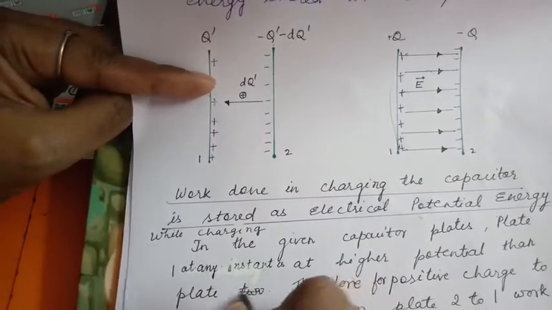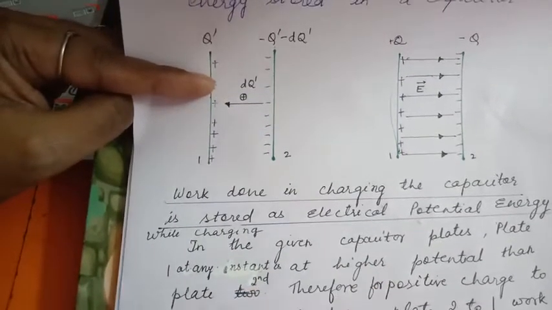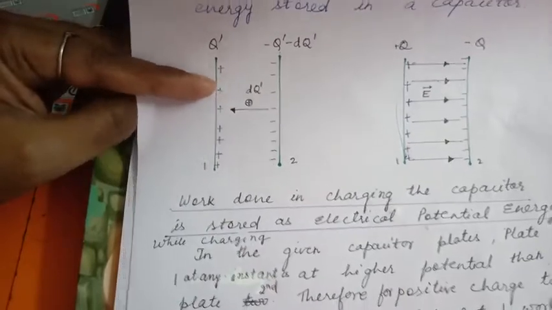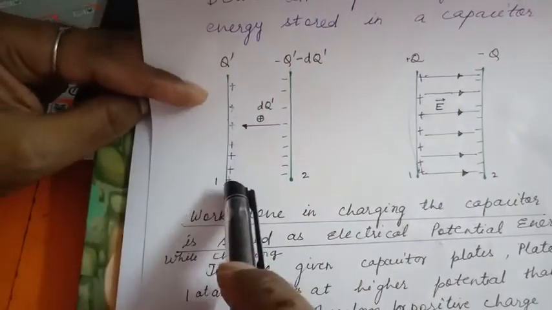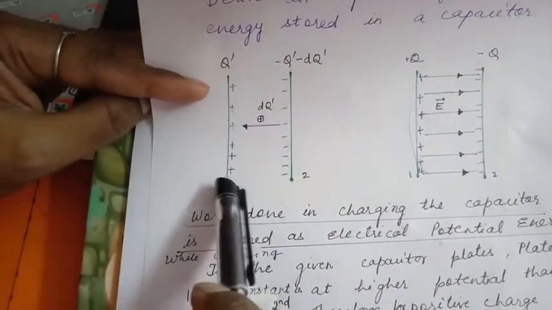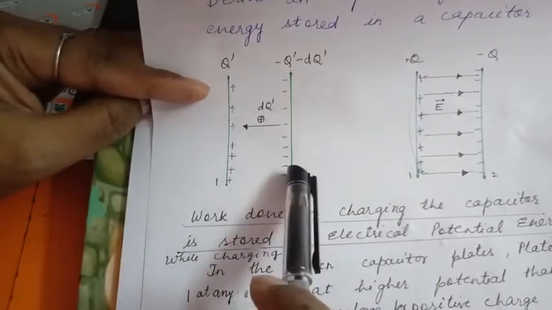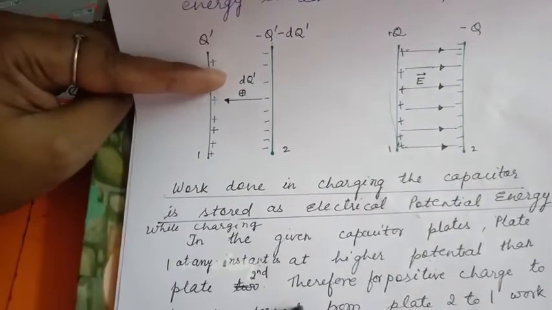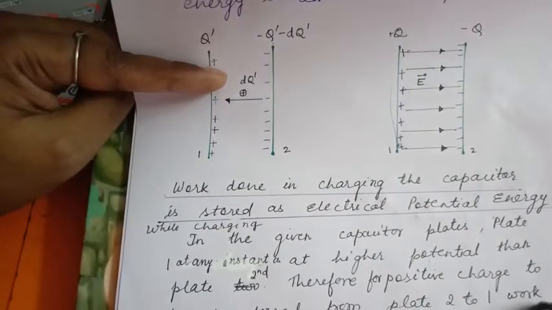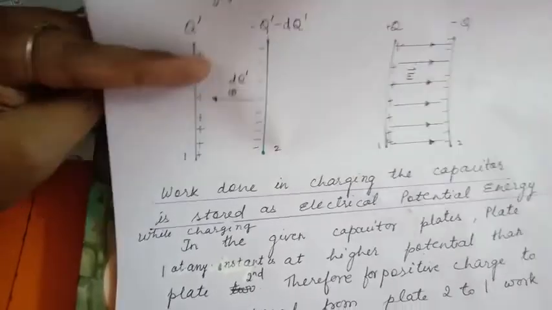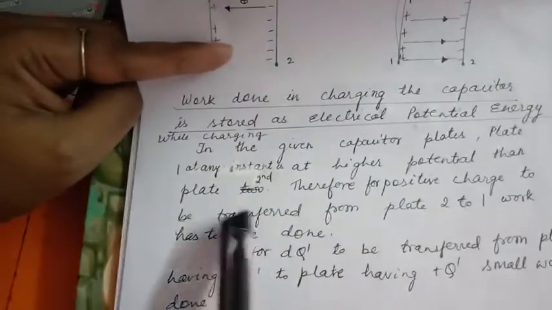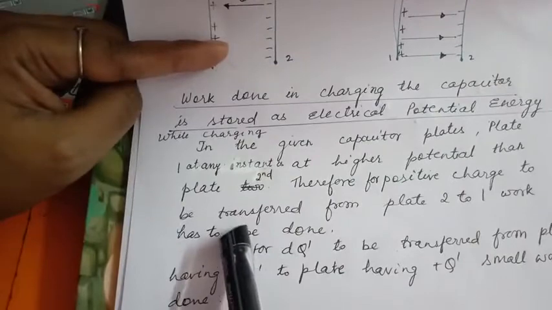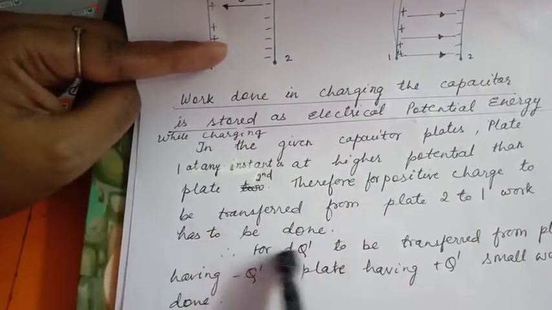Plate first at a certain instant of time is definitely at higher potential, because it has been given some positive charge from the battery at higher potential, and the negative charge on this plate is at lower potential. Therefore, for positive charge to be transferred from plate 2 to plate 1, work has to be done. As we have discussed, when positive charge is transferred from plate 2 to plate 1, work has to be done.